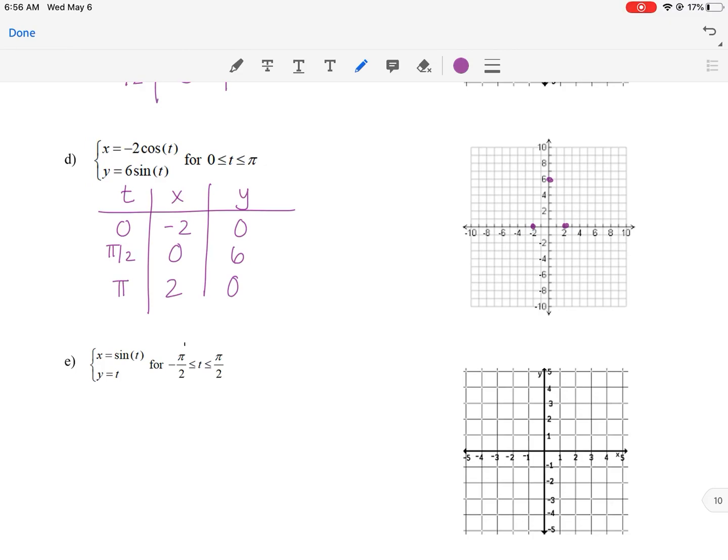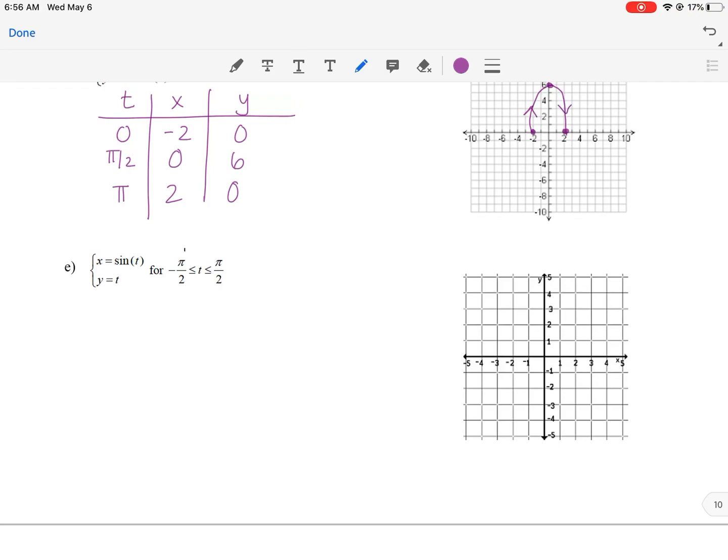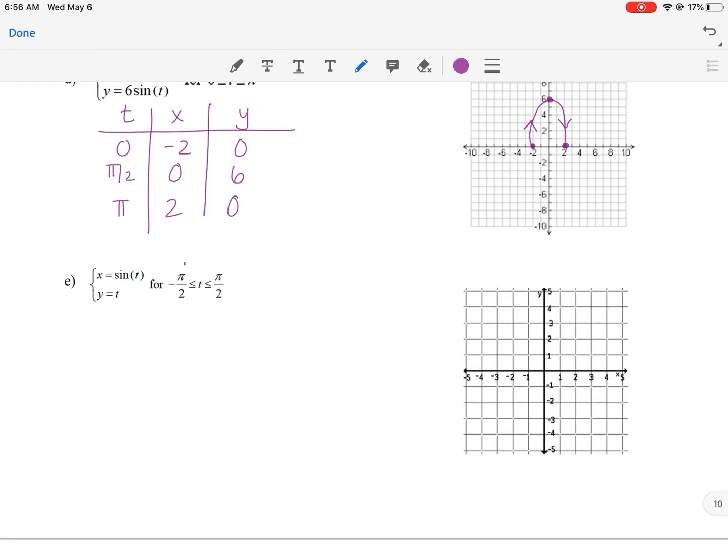So, we start on the left, went to the right. In this case, you get half of an ellipse. Okay, last but not least. Okay, we're going from negative pi halves to pi halves, right?